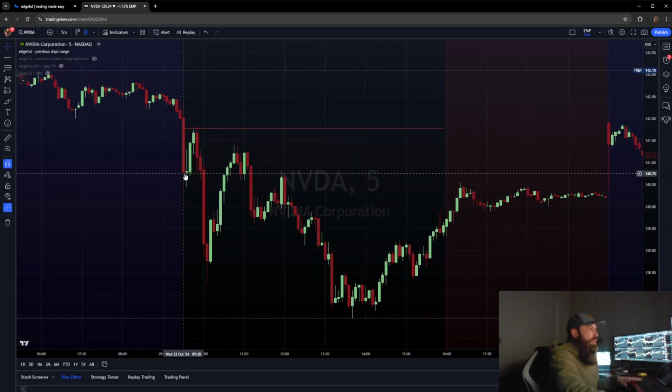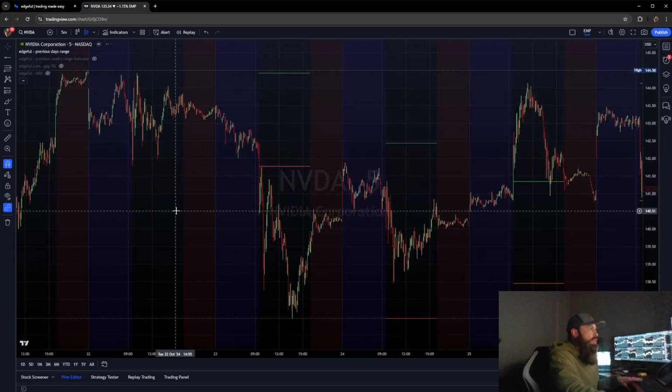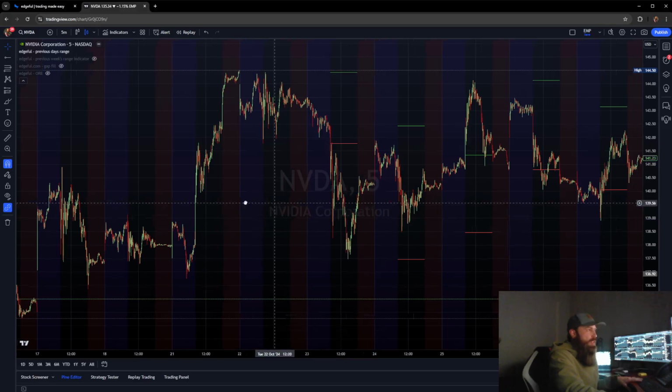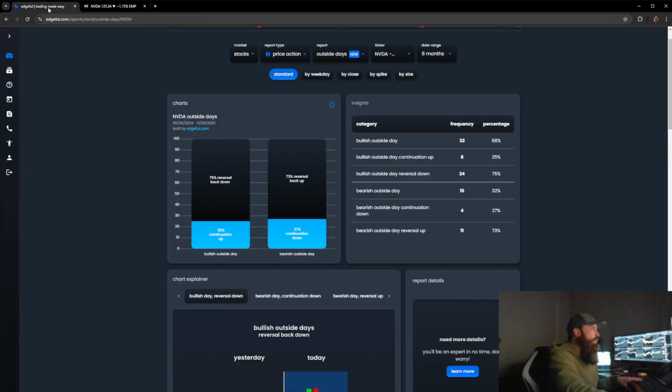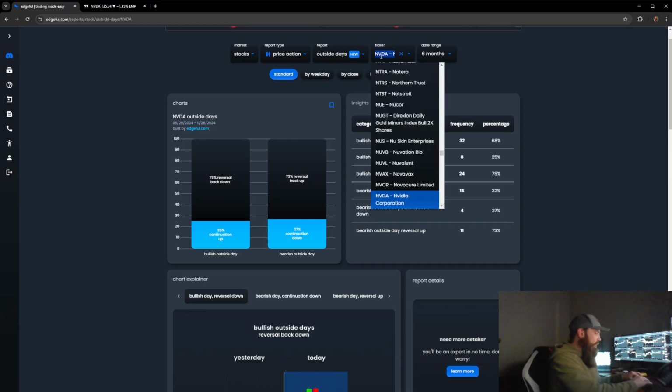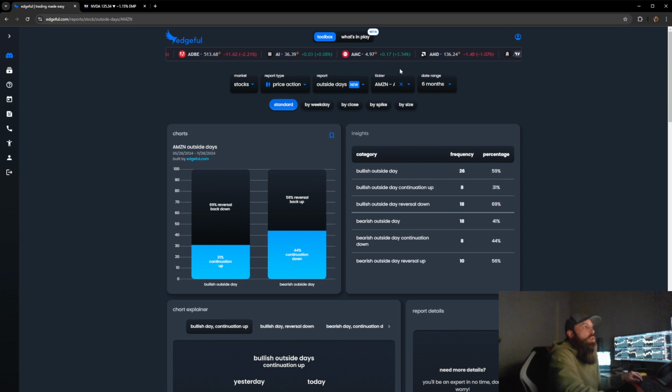So where's this opening candle? Oh, in between. So that's about as far back as I can go with the indicator without going in and manually doing it. What's another ticker we can look at? Let's see if anything else just pops out at me.